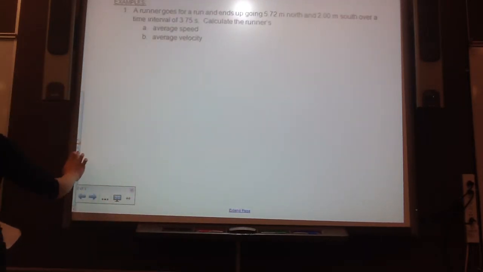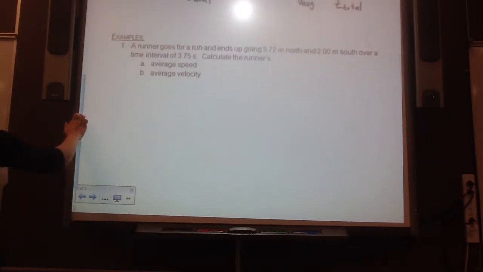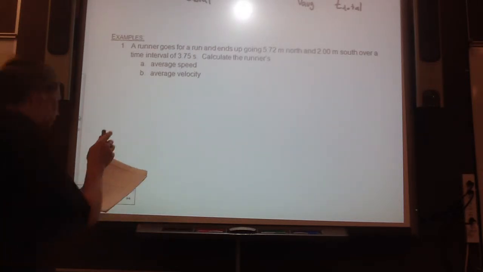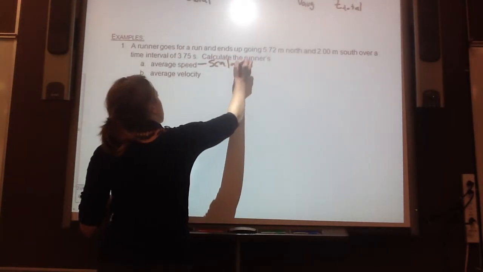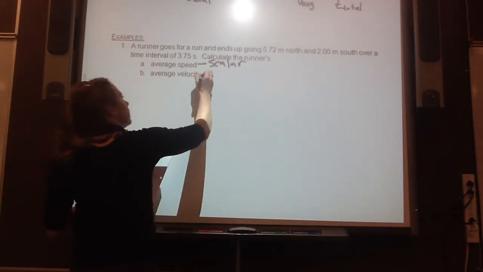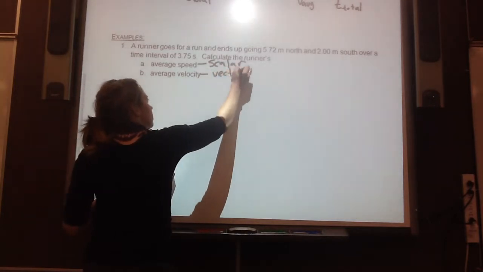Okay, so a runner goes for a run and ends up going 5.72 meters north and 2 meters south over a time interval of 3.75 seconds. Calculate the runner's average speed. I'm just going to make a note to myself. This is scalar. Then average velocity is my vector quantity.